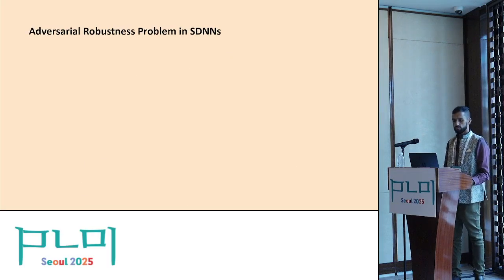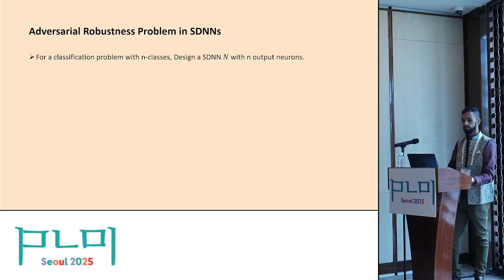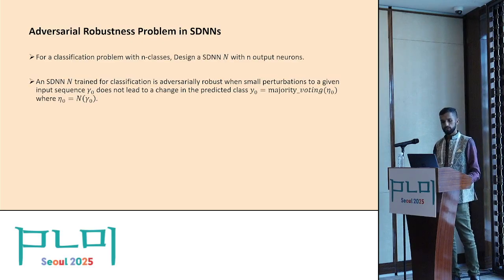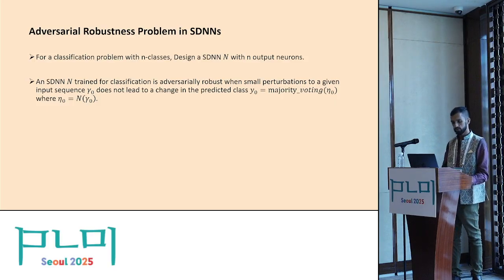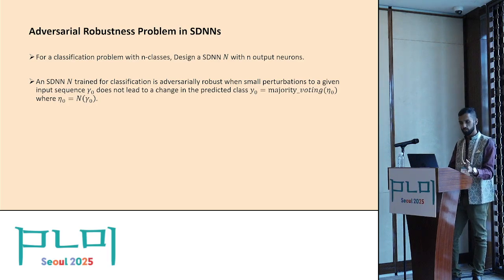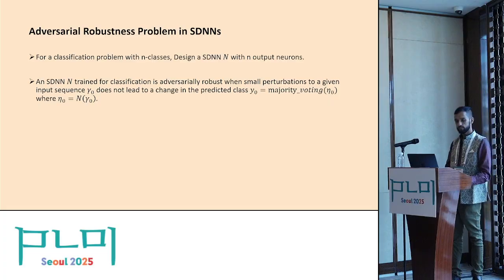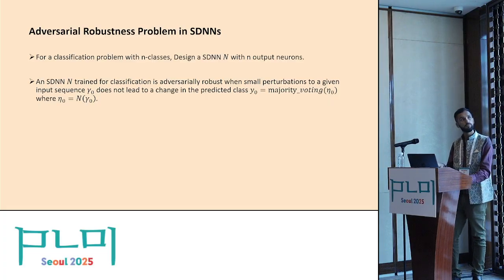Next we define the adversarial robustness problem in SDNNs. For a classification problem with n classes, we first design an SDNN N with n output neurons. Then an SDNN N trained for classification is adversarially robust when a small perturbation to a given input sequence gamma naught does not lead to a change in the predicted class y naught, which is equal to the majority voting of eta naught, where eta naught is the output of the SDNN.